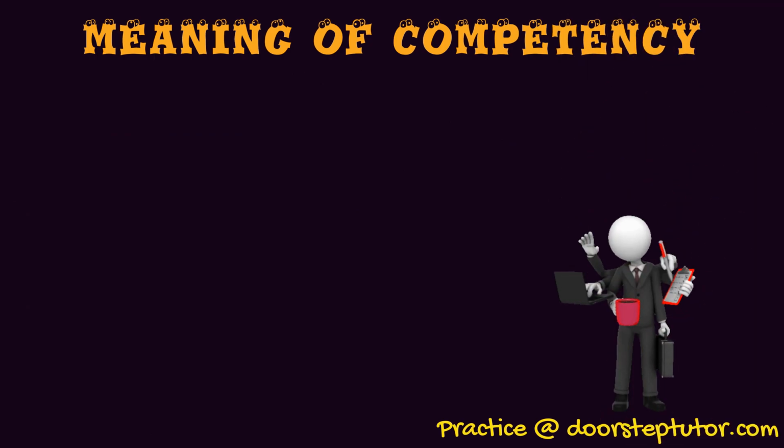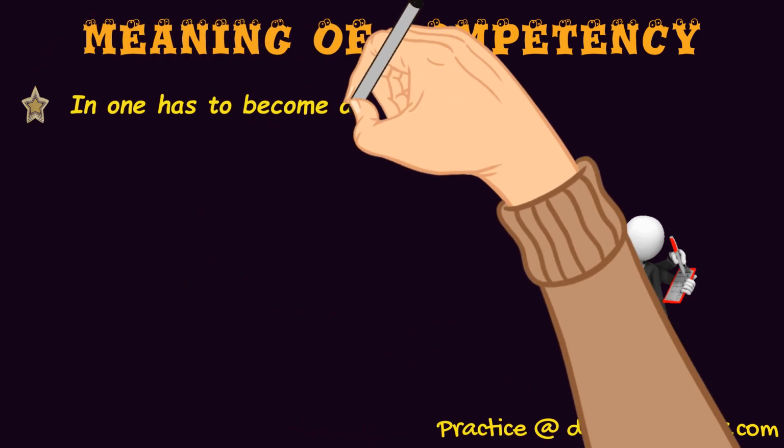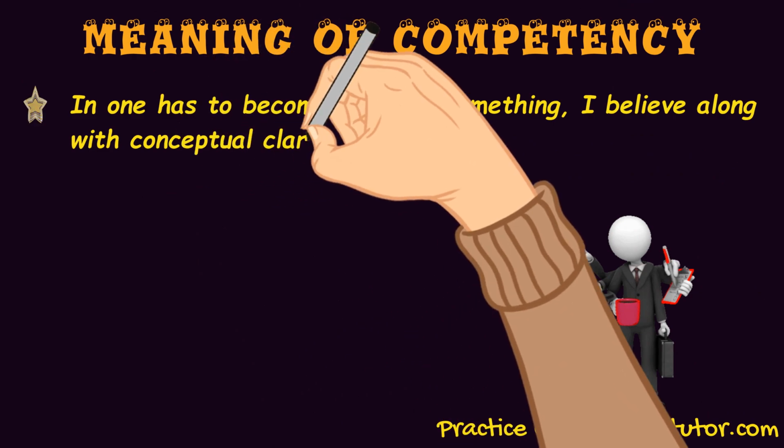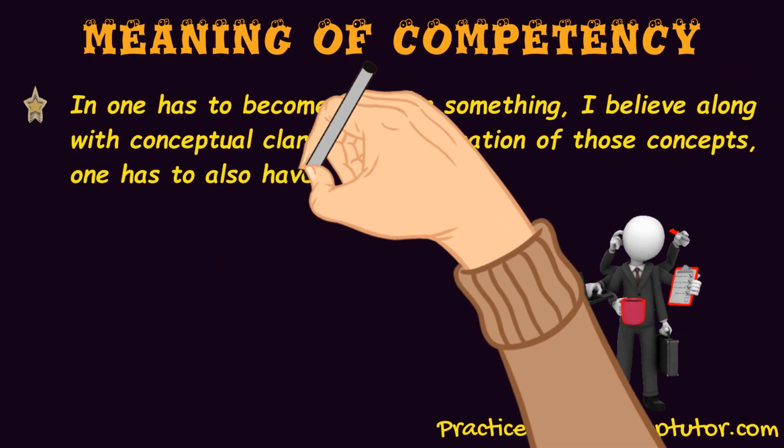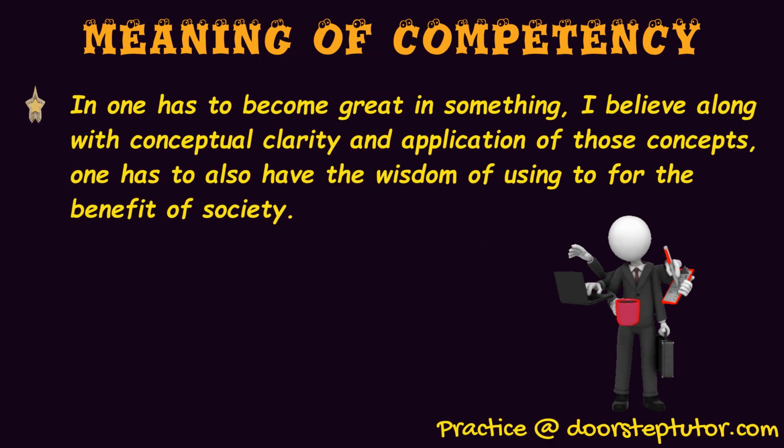See, in order to become an ordinary person, you can have the knowledge and the application, that is the skill of performing a particular thing. But in order to excel or become great in something, you have to, along with the conceptual clarity and application, also have the wisdom of using it for the benefit of the society. But you also have to have the vision, that is, the passion of achieving your goal, whatever you believe in.